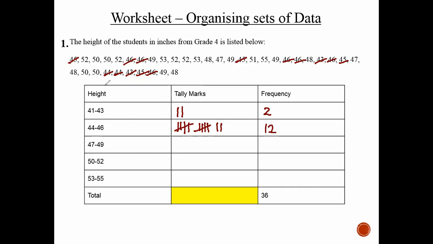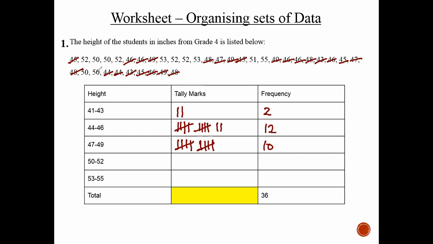And then the next one, 47 to 49. Let's look at 47 to 49. I have 1, 2, 3, 4. This is my fifth one, so I'm going to strike this, fifth one, and then 6, 7, 8, 9, and then 10. I can't see any more. So the frequency is 10, as I have two sets of 5 here.